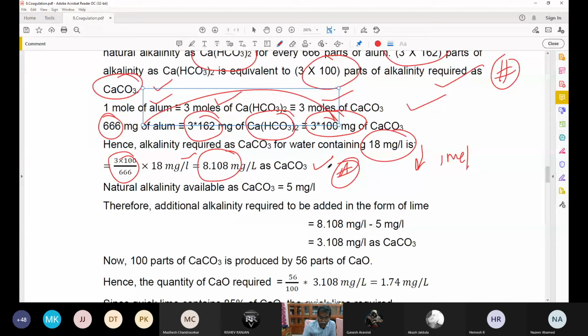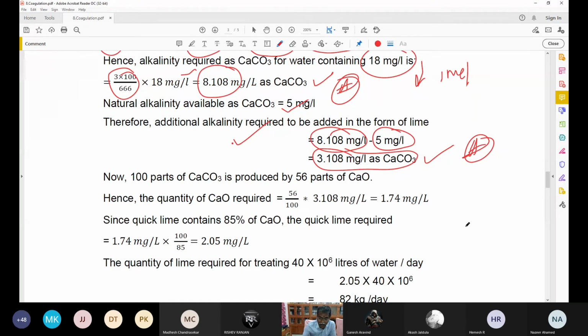Is it okay? Yes, sir. Is it fine? So for this alum reaction to happen, I may require 8.108, but what is available is only 5 milligram per liter. Now you have to calculate how much additional alkalinity is required. This is required, this is available. Thereby, I may have to add 3.108 milligram per liter as calcium carbonate to the water. Thereby, these alum reactions will go without any difficulty. Is it fine?